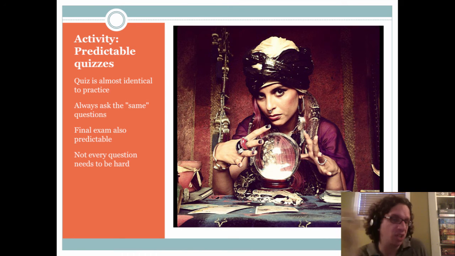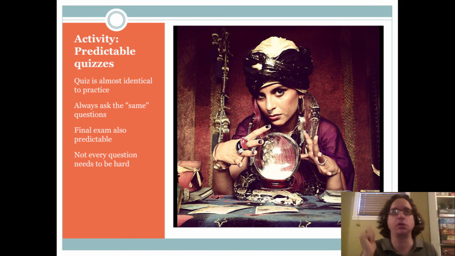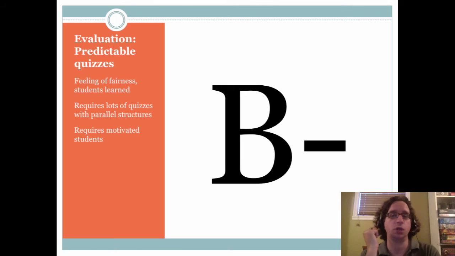Having your quizzes be kind of identical to the practice, always asking the same questions, having the final exam also be predictable, and just accepting the notion that questions don't have to be hard. The goal of the question is to encourage them to study what you want them to learn. Knowing their historical periods is not hard, but it's what I want them to learn. So making my quiz really predictable in that sense. Does this work? Yes, it works well. It's a solid activity. And when I teach civilization again, I will do this again.